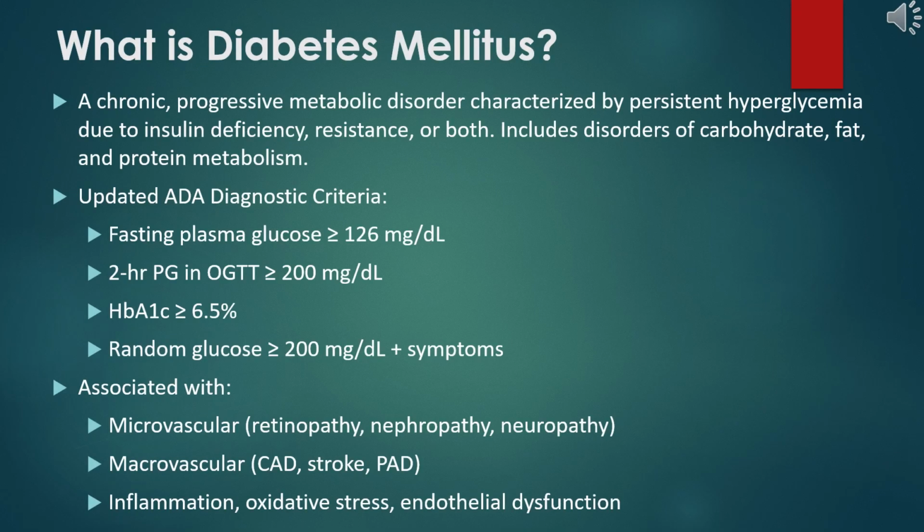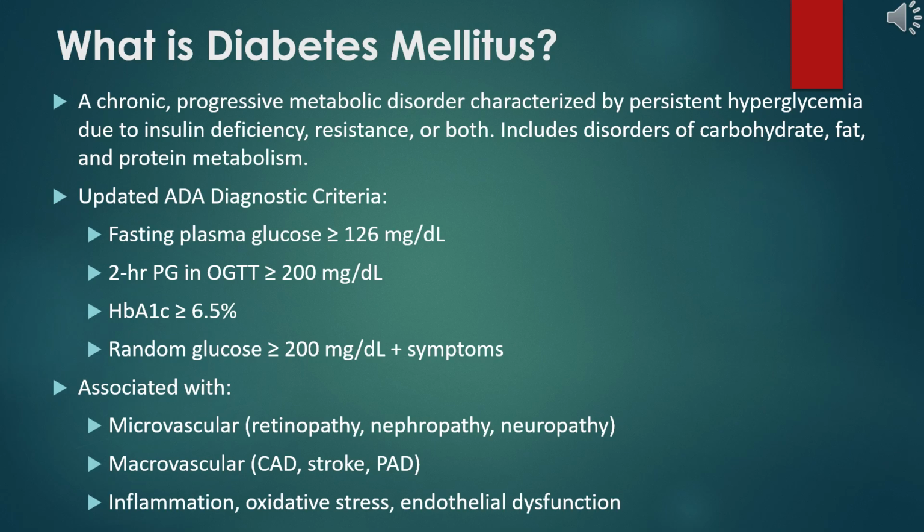Let's start. What is diabetes mellitus? Diabetes mellitus is a chronic, progressive metabolic disease. It is characterized by persistent high blood sugar levels due to insulin deficiency or resistance or both. It affects carbohydrate, fat, and protein metabolism.